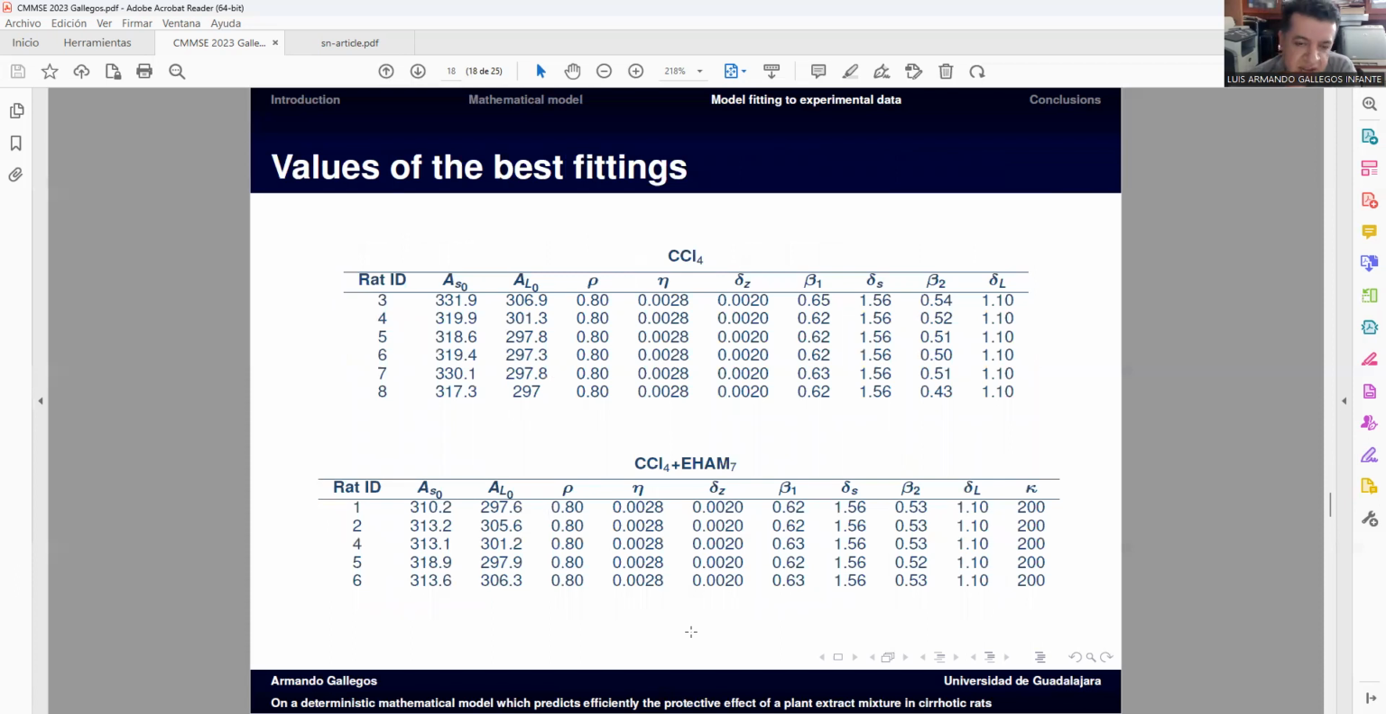Okay, these tables show the parameters used in the simulation, and note that the fitted parameters are very stable. And of course, the initial values of proteins were taken randomly. So this is the reason why you can see more deviation of the initial values of the proteins, both for the only cirrhotic rats and the cirrhotic rats with treatment.